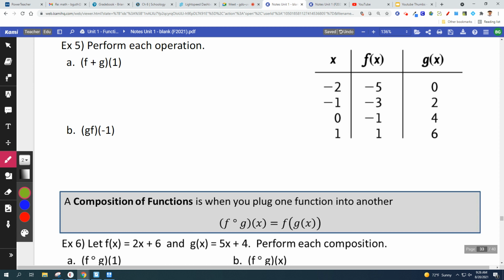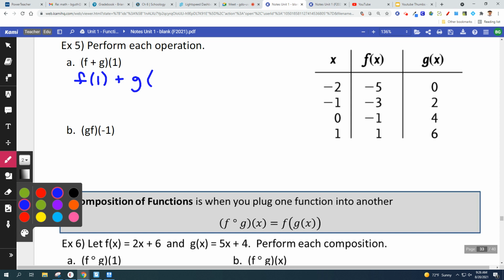Number 5 is really the same kind of thing, except now we're looking at a table instead of a graph, but it's the same thing. People's eyes go crossed when they look at this. All right, we want f of 1 plus g of 1. So you got to remember, I think what people struggle with is they don't understand that this is an x number right here.